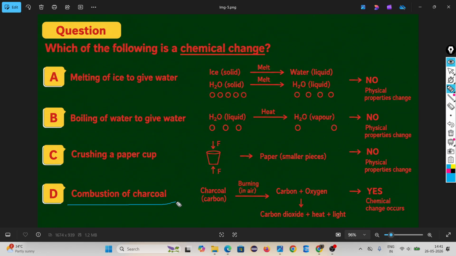But look at combustion of charcoal. Combustion means any substance that reacts with oxygen to form carbon dioxide, heat and light. Those substances are called combustible substances, like wood, like paper. Here charcoal is nothing but one form of carbon that reacts with oxygen to form carbon dioxide, heat and light. Carbon is an element, oxygen is an element, and combined they form carbon dioxide. Look, there is a change in composition. That's why it is called a chemical reaction.